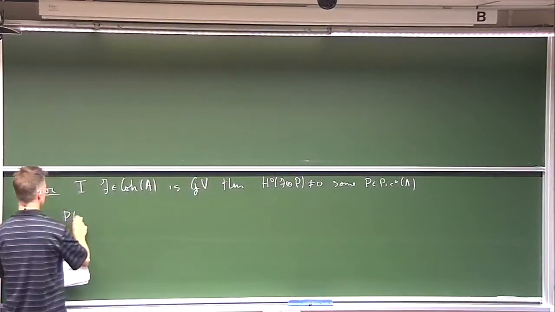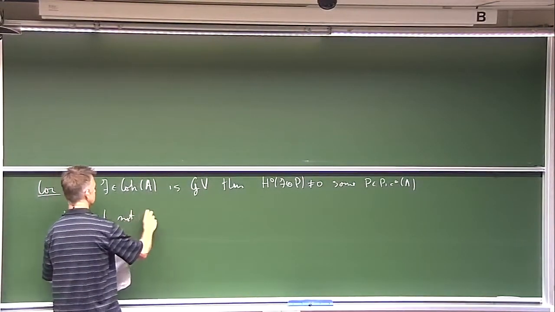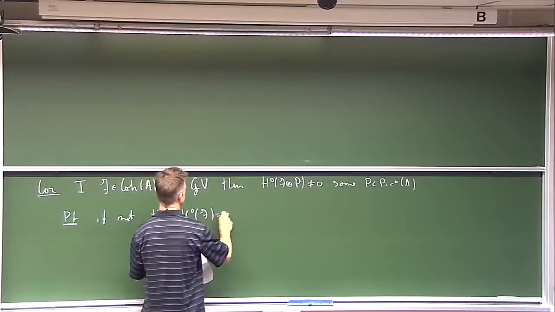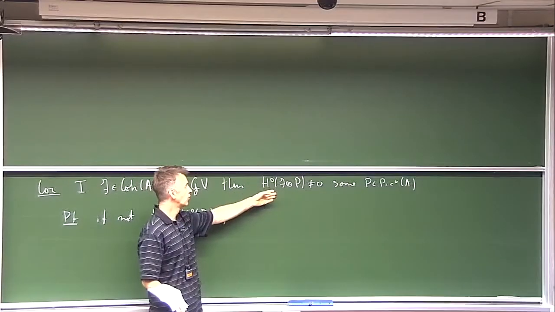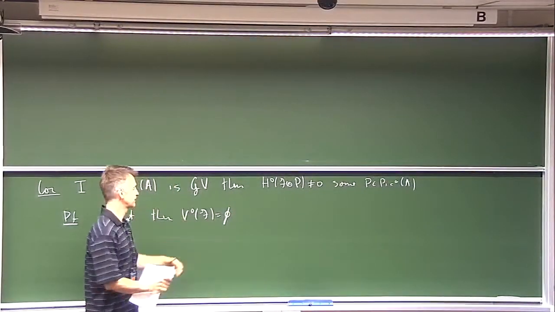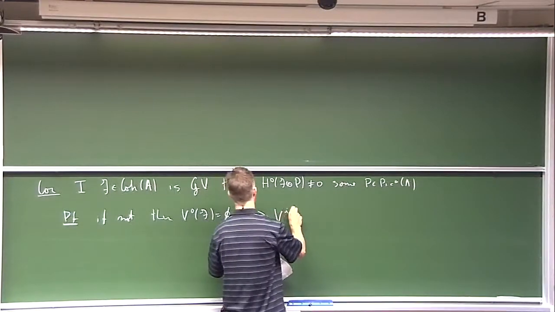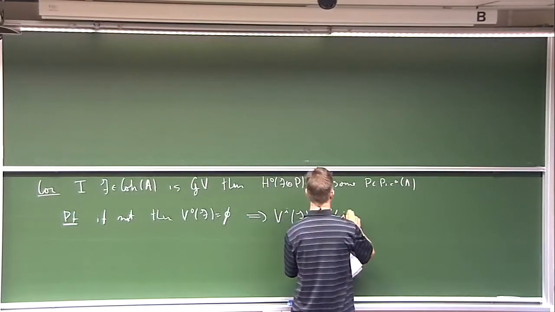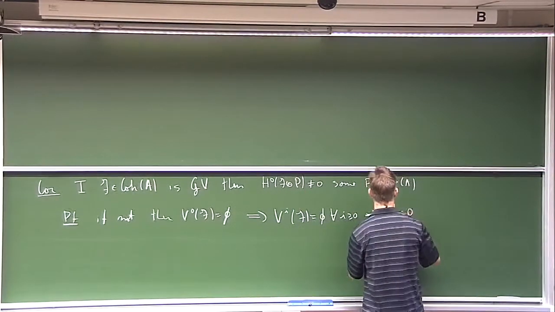Proof. If this were not the case, then V0 of F would be empty, right? Because if these guys are always 0, that's precisely saying that V0 is empty. But since the V0s contain each other, this means that Vi of F are all empty for every i greater or equal to 0. And this means that F is the 0 sheaf, right?